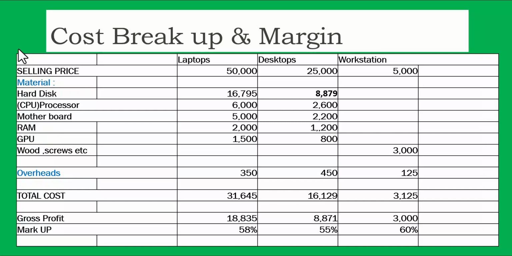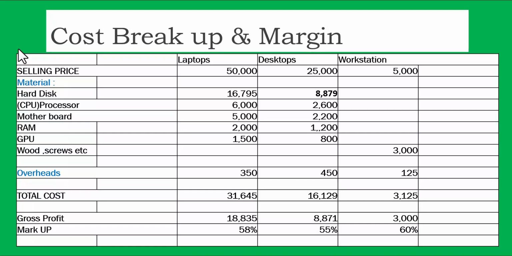Now, this is the cost breakup. Just for understanding, because you're doing a project, you have to make a cost breakup also. What all you're going to spend for manufacturing laptops, desktops, and workstations. For example, your hard disk will be 16,000. You're going to either buy it from abroad or make it; suppose it's getting made in India, you will buy it from here. And for desktop also, you need a hard disk, processor, motherboard, RAM, CPU, and some other equipment, okay? So the total cost, the breakup is given here, okay?